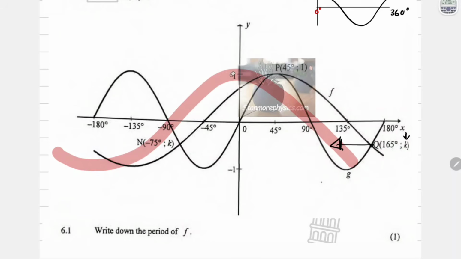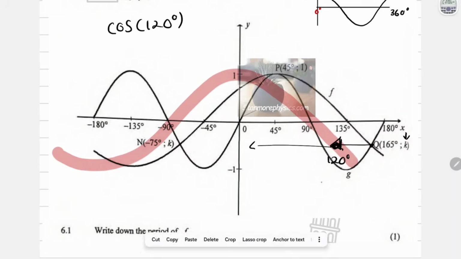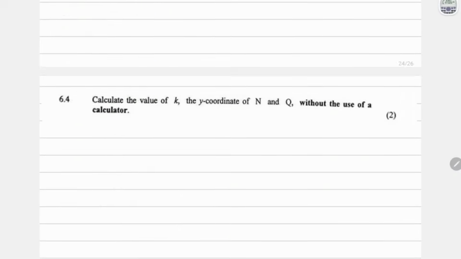Since your graph was shifted 45 degrees to the right, if you want to find out where that value of K is, you're going to have to take 165 and go 45 degrees before this. So if we go 45 degrees behind, we end up here and we'll find out what that is. Okay, so 165 minus 45, because we're going 45 degrees backwards, that would be 120. So you have to now think about what the original function would have had at 120 degrees. In other words, what is cos 120 degrees? But remember, they said don't use a calculator. So let's work that out.